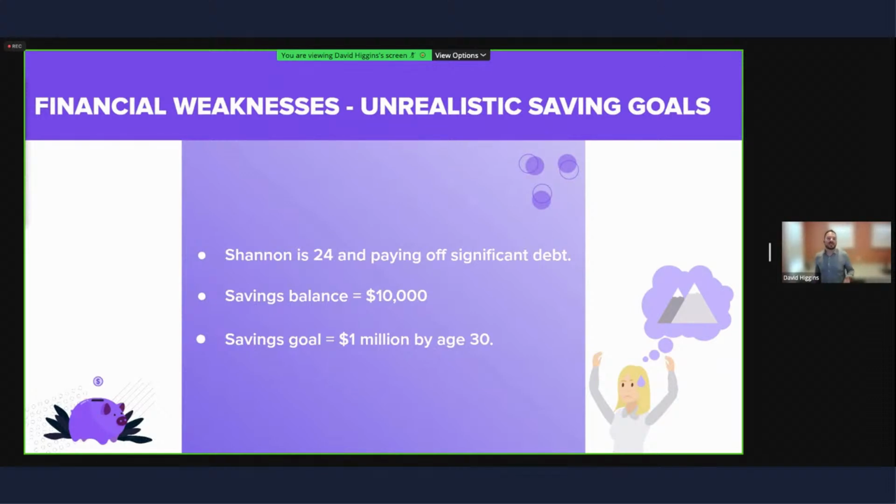In this case, we don't know Shannon's exact income, but the median income for 24-year-olds as of today is just shy of $35,000 per year. So saving $1 million in just 6 years is likely to be a very steep uphill climb for you and Shannon. So you want to set realistic goals for yourself, and setting unrealistic goals can be a recipe for disaster if you're not careful, right? It can cause a lot of anxiety, it can cause a lot of stress, and really just have that defeated mindset. You want to be very, very careful here.